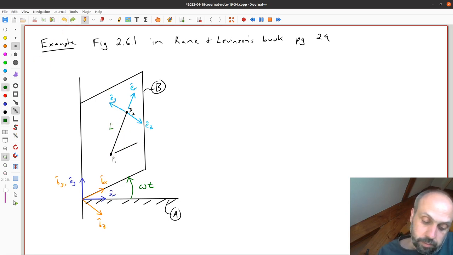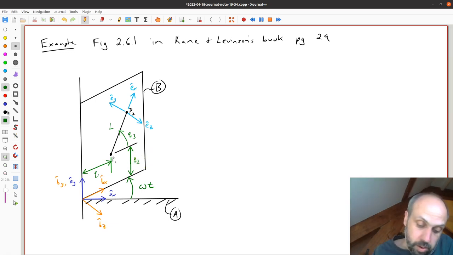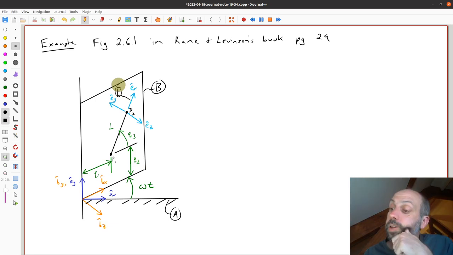This angle is going to be Q3. And then the distance from here to here, that one's Q1, and this distance is Q2. Label this as a new reference frame E. Okay, do I have everything on the picture that I want? I think so.